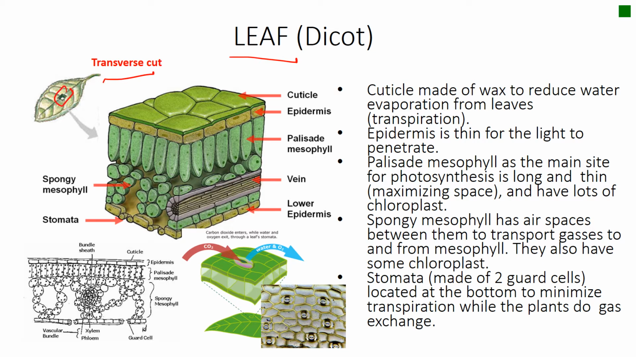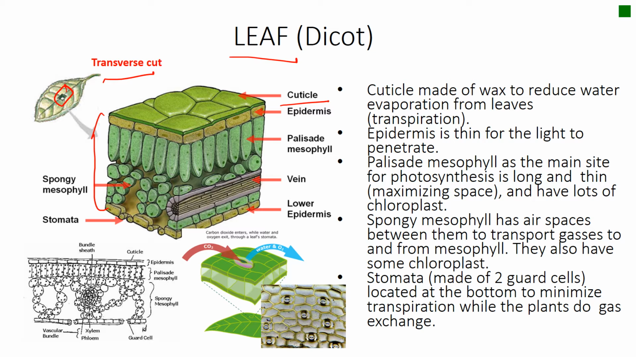So if you take part of the leaves at the center and use the microscope to see what happens in the thickness inside the plant, you will see this, right? So let's start with the first layer on the top. You can see cuticle. So cuticle is made of wax.